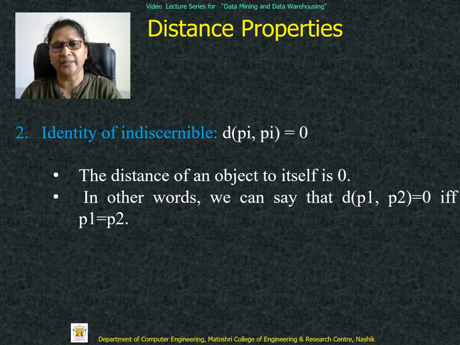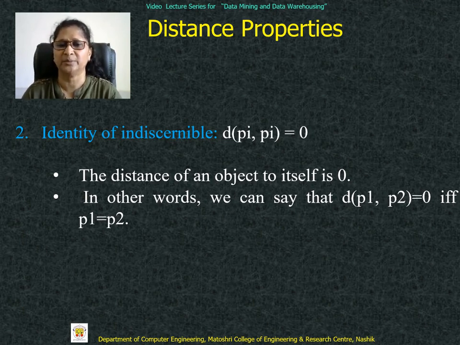The next property is identity of indiscernibility. It says that if the distance between two points is 0, it means those points are equal. The distance between any object and itself is 0 because every object is exactly the same as itself. In other words, the distance between two points, say P1 and P2, is 0 if and only if P1 and P2 are equal. Indiscernible means impossible to see or clearly distinguish between the two.